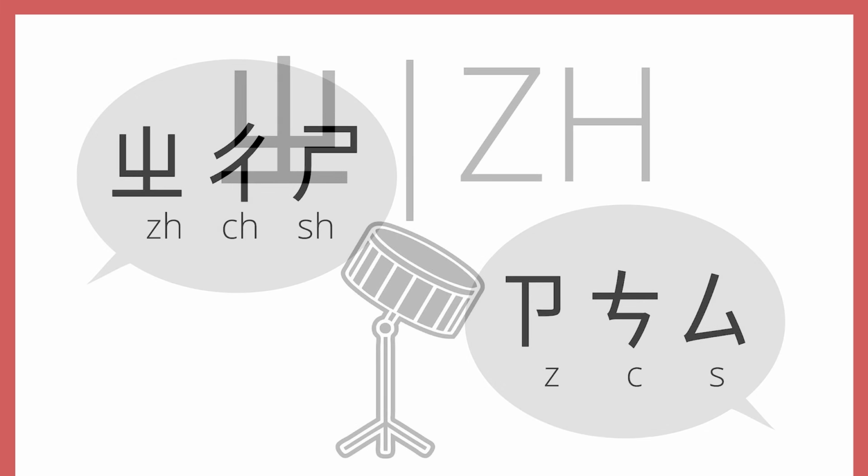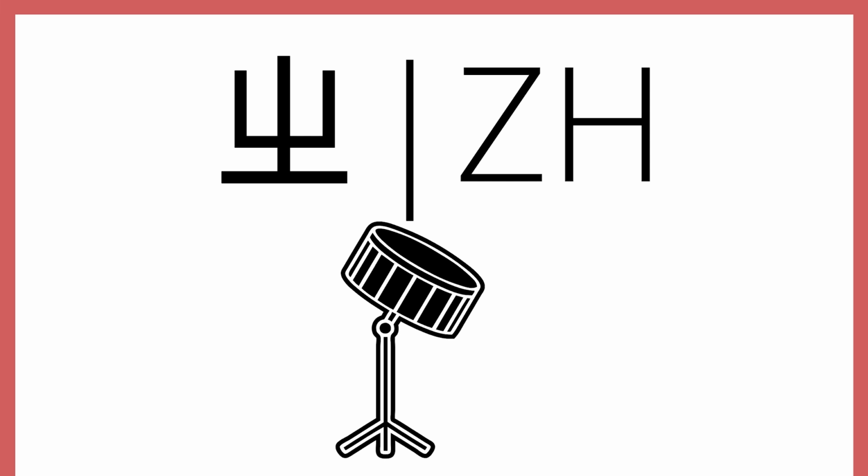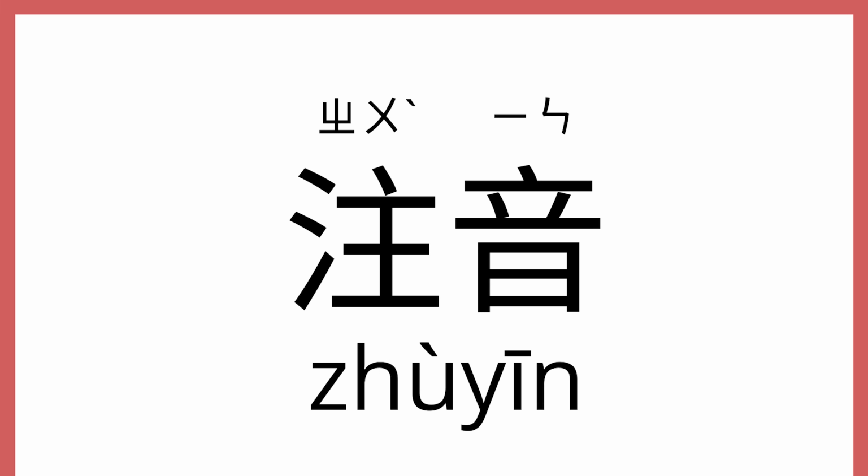But first, zhi is a bit tricky to say. Here's one way to think about it. First, try to say drummer, then get rid of ummer and just say zhi. Notice you don't say drummer, you say zhi. So drummer, zhi, ummer, zhi. The pinyin is zh, and the zhuyin looks a bit like a snare drum on a stand.